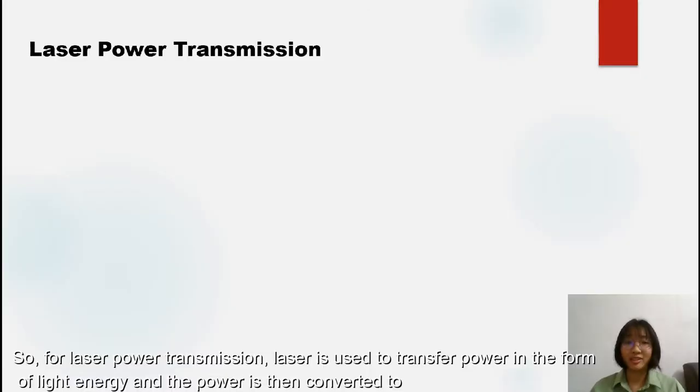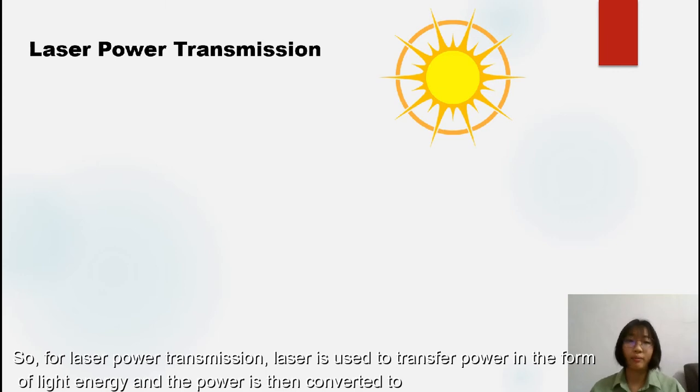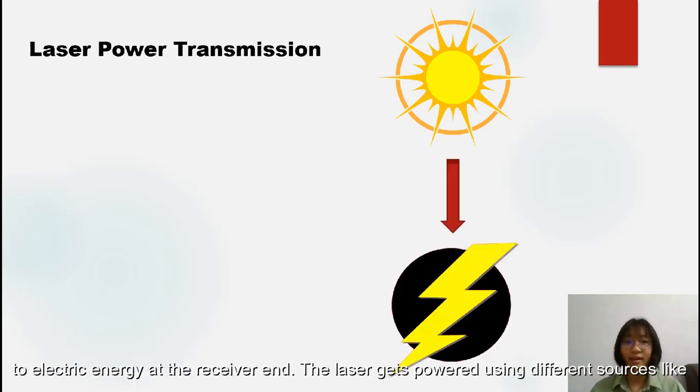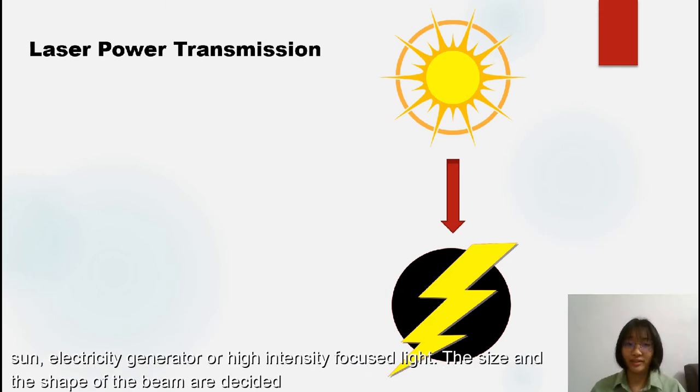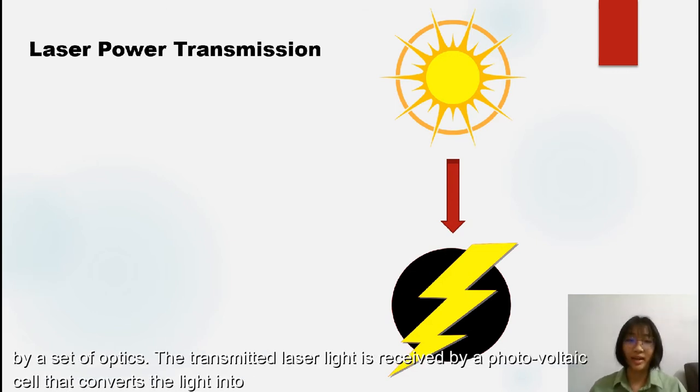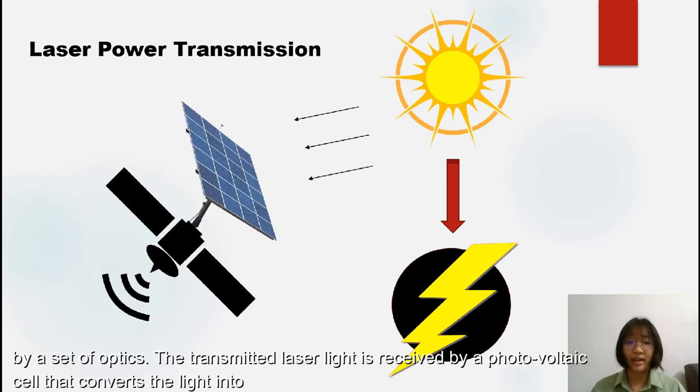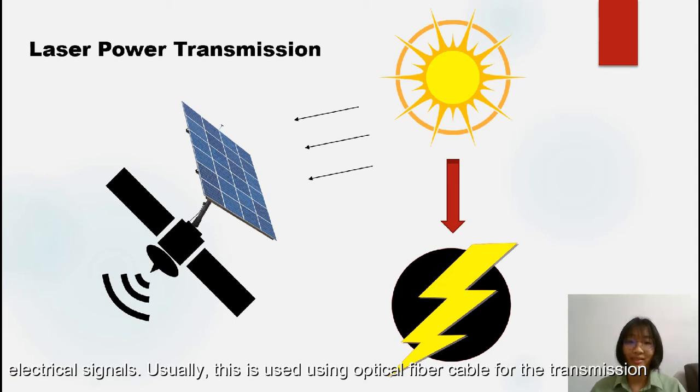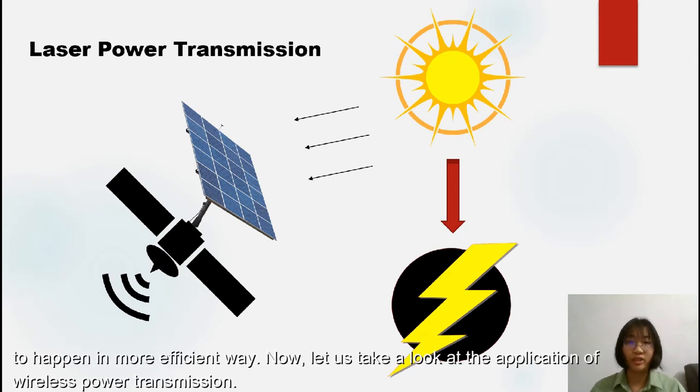For laser power transmission, laser is used to transfer power in the form of light energy, and the power is then converted to electric energy at the receiver end. The laser gets power from different sources like the sun, an electricity generator or high-intensity focused light. The size and shape of the beam are decided by a set of optics. The transmitted laser light is received by a photovoltaic cell that converts the light into electrical signals. Usually, optical fiber cables are used for the transmission to happen in a more efficient way.